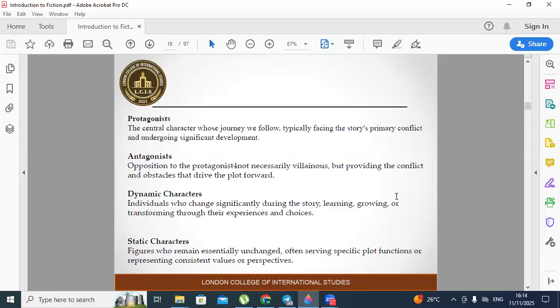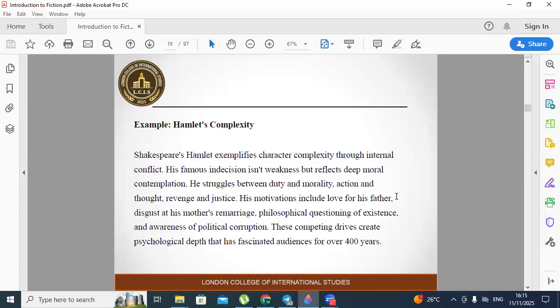Static characters: figures who remain essentially unchanged, often serving specific plot functions or representing consistent values or perspectives. Static doesn't mean unimportant. Atticus Finch in To Kill a Mockingbird is largely static. His moral principles remain constant, providing steady guidance for Scout's development. Now let's move to an example: Hamlet's complexity.